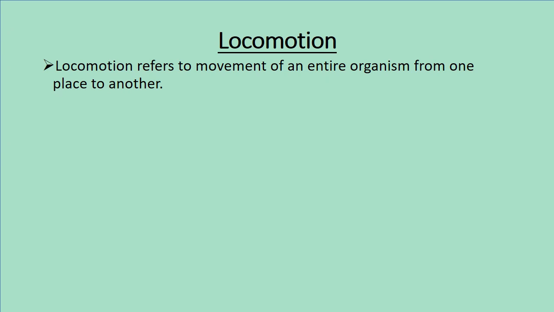So trees do not locomote because they do not change position or location, but animals do locomote. So there's a difference between locomotion and movement. Locomotion involves movement, but there must also be a change of location. Movement can be, for example, you can move your hand, that's movement. It has nothing to do with change of location.